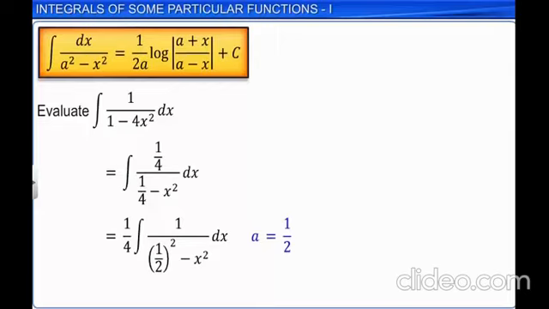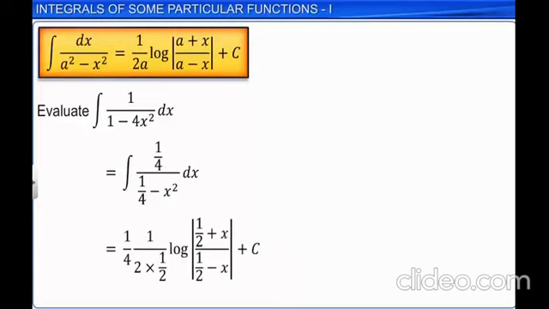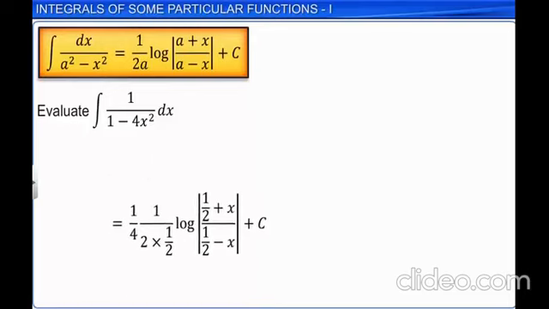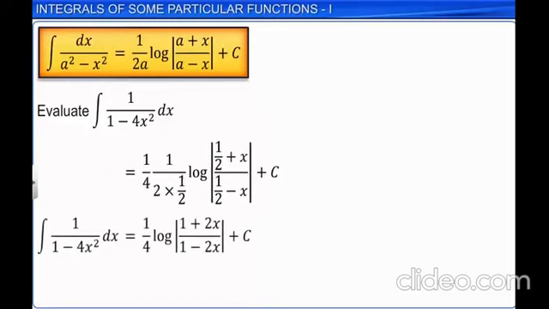The solution of the integral is obtained by substituting the value of a in the standard solution. Hence, the solution is equal to 1 upon 4 log of mod (1 plus 2x) upon (1 minus 2x) plus c.